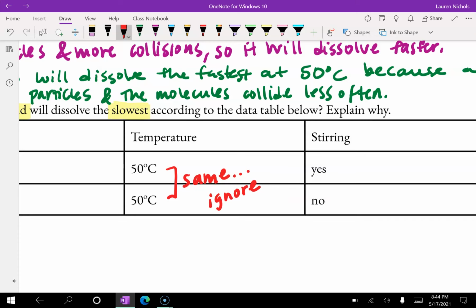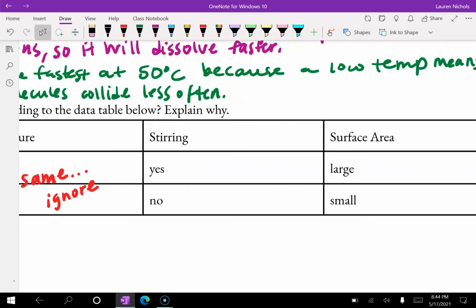Temperature will not change. If the temperature is not changing, then it's not going to be what determines if something's going to be slow or fast. Now, stirring. We know that if you stir, that makes a solid dissolve fast, and not stirring makes it dissolve slow, right? If you're trying to dissolve sugar in your Kool-Aid, you stir the sugar in your Kool-Aid. You don't just sit there and stare at it. You know it helps it dissolve faster.